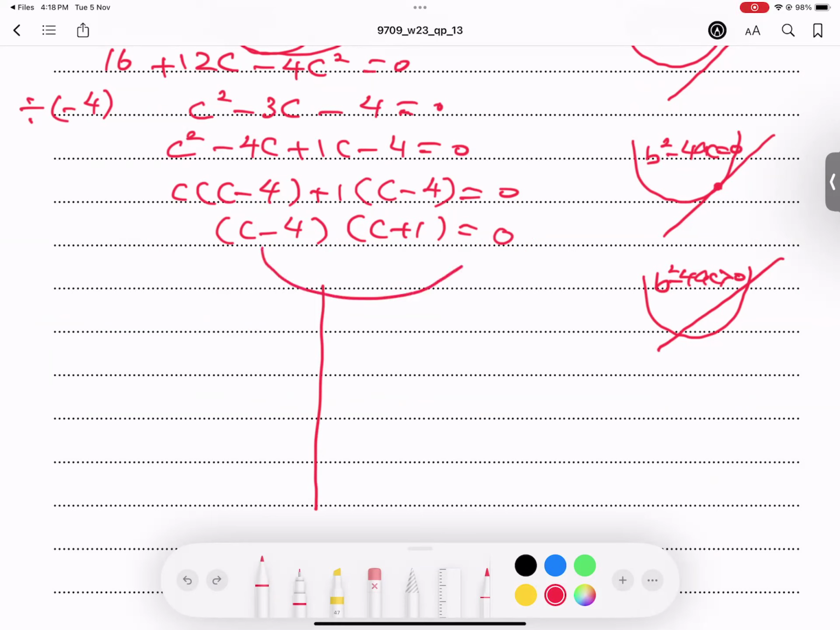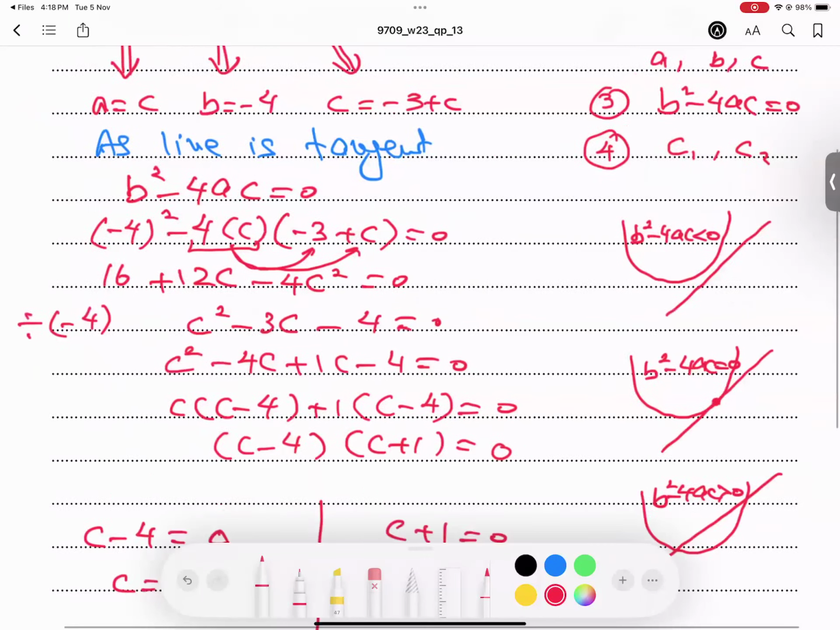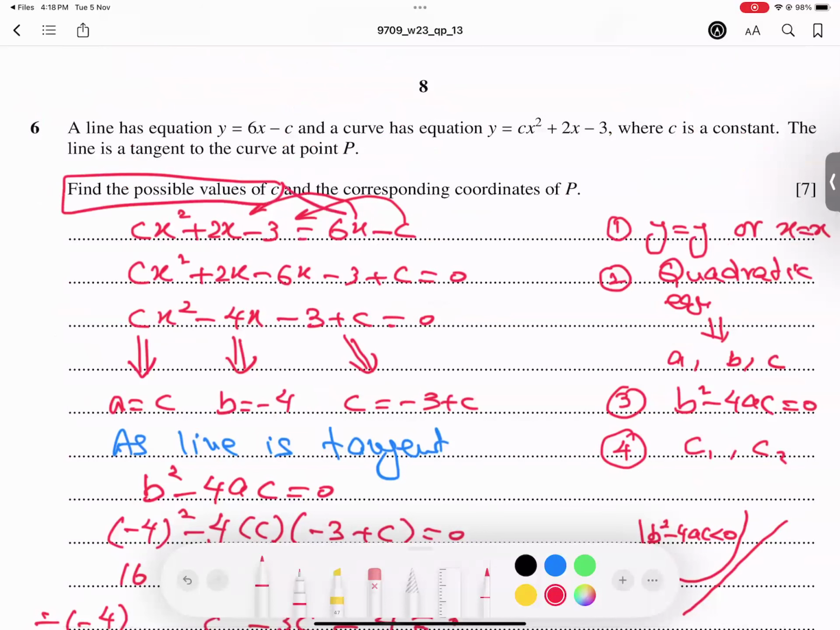So now one time this is 0 and one time this value is 0. So I got the first value 4, and c plus 1 equal to 0, I got the second value minus 1. Is the game over? Not at all. He said find the c values. Alhamdulillah, out of 7 marks, I believe 4 marks for this. And then he said corresponding coordinates of that point.